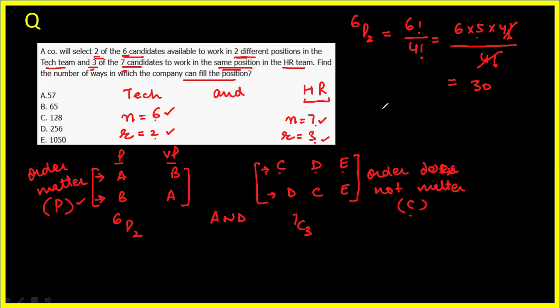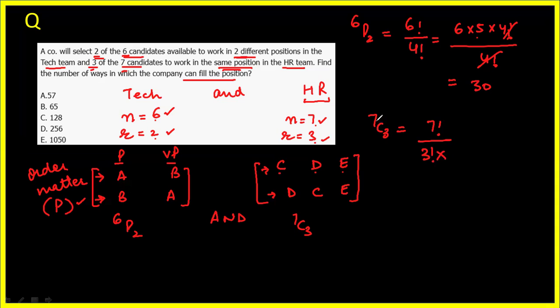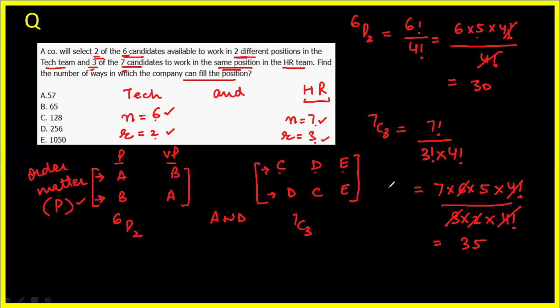What about the second one, 7C3? What is the formula? nCr is n factorial over r factorial, that is 3 factorial, times (n minus r) factorial, that is 7 minus 3, which is 4 factorial. 7 factorial can be written as 7 into 6 into 5 times 4 factorial, divided by 3 factorial, that is 3 into 2, times 4 factorial as it is. 4 factorial gets cancelled out. 3 twos are 6. That means 7 into 5, that is 35.